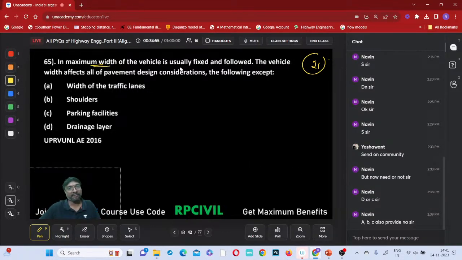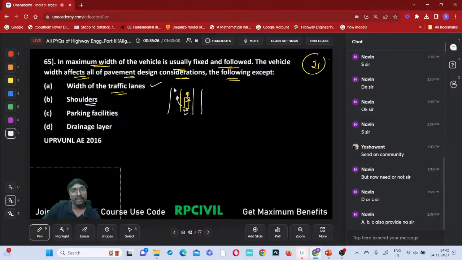The maximum width of the vehicle is usually fixed and followed. The vehicle width affects all the following pavement design considerations except one. Width of the carriageway is based on the width of the critical vehicle, yes. Width of the shoulder is also decided based on the vehicle width, because the shoulder is used for emergency stopping and parking. Without considering vehicle width, your vehicle may not be able to stop there comfortably.